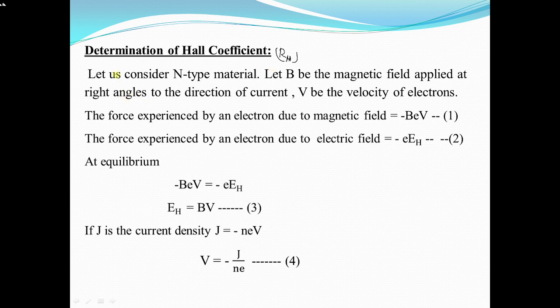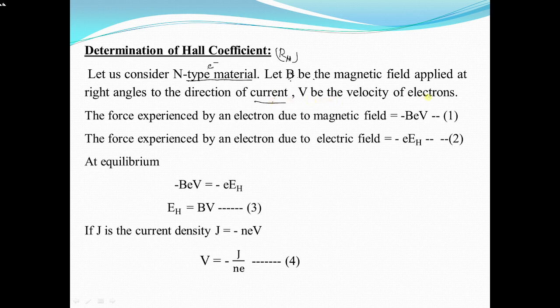Now if I consider an N-type material, what are the majority charge carriers in N-type material? The majority charge carriers are electrons. So for this N-type material, I am applying a magnetic field and I am applying an electric field. So we are applying both electric field and magnetic field. These electrons experience force due to the magnetic field and electric field.